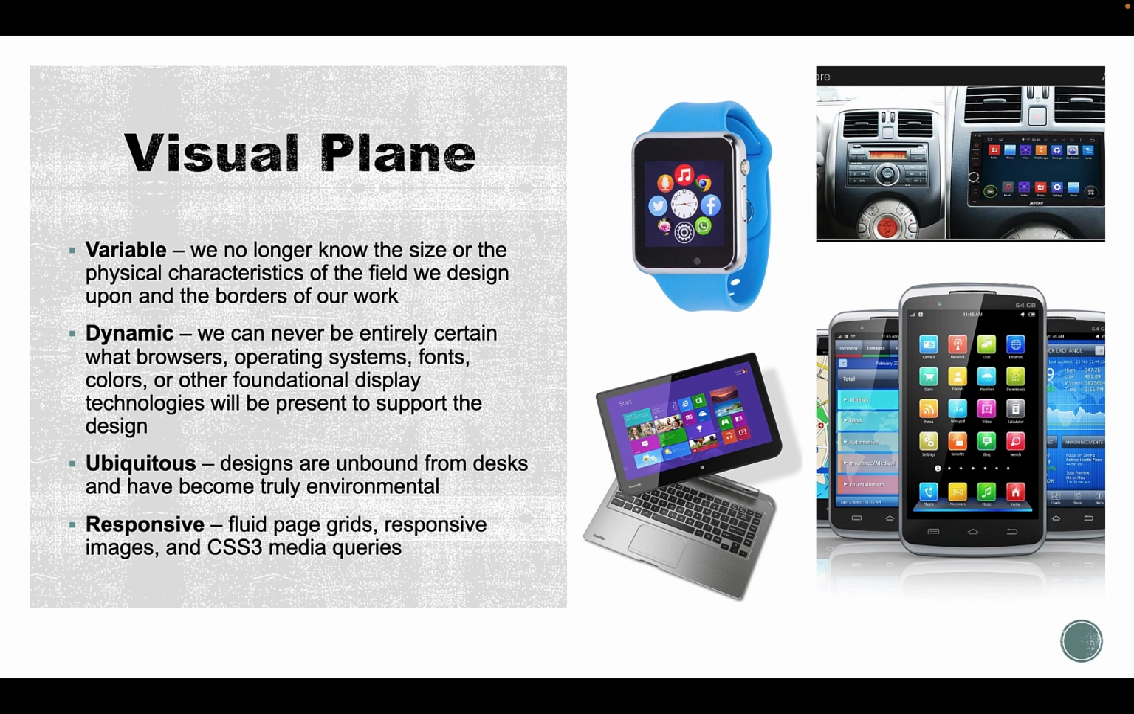Anyways, all right, so some things to consider for a visual plane. Our visual planes are variable. We no longer know the size or the physical characteristics of the field we design upon and the borders of our work. They are dynamic. We can never be entirely certain what browsers, operating systems, fonts, colors, or other foundational display technologies will be present to support the design. I think a good example for this is we can kind of assume the general monitors or laptops that people might be using, but people might even be using older tech.